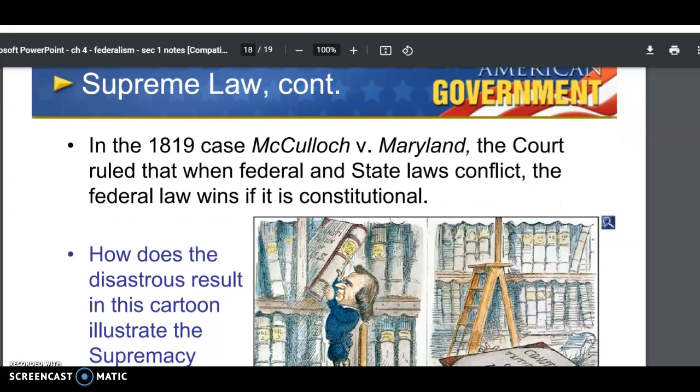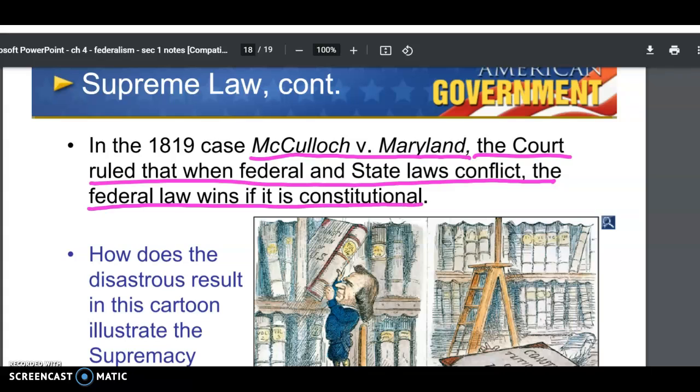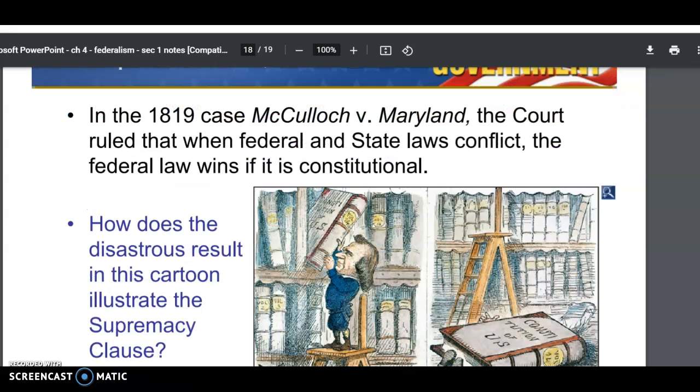Supreme law continued. In 1819, the Supreme Court case, you just need to know that it's McCulloch v. Maryland. The court ruled that when federal and state laws conflict with one another, the federal law wins as long as it's constitutional. So that's important. And that is the end of your notes video for Chapter 4, Section 1.